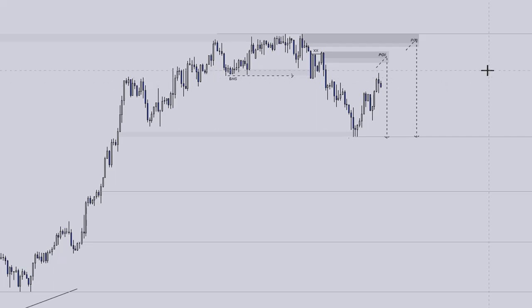So GBP JPY, I'm looking to short the market. If you really like this idea, you can add it to your watch list. Let's keep an eye and see what the market will really play out.